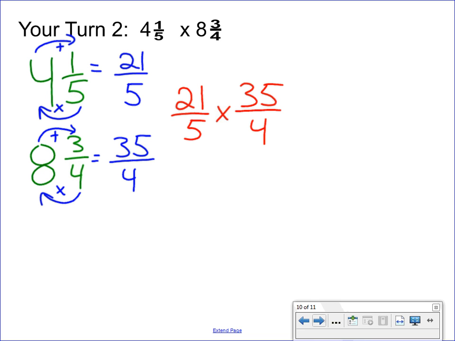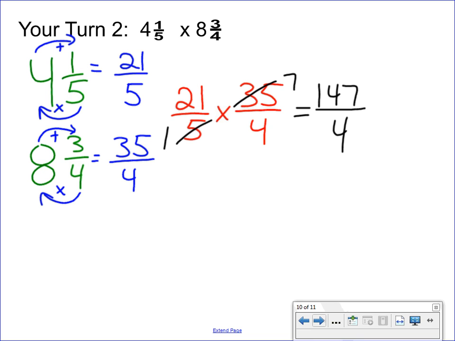I definitely want to simplify because 35 times 21, we're looking at a number that's going to be up around 700 in that range. I don't want to deal with that big of a number. 35 and 5 are both divisible by 5. So 35 divided by 5 is 7. 5 divided by 5 is 1. Much easier. Still a little bit of a big number, but much easier to work with. 7 times 21, you'll see, is 147. And 1 times 4 is 4.